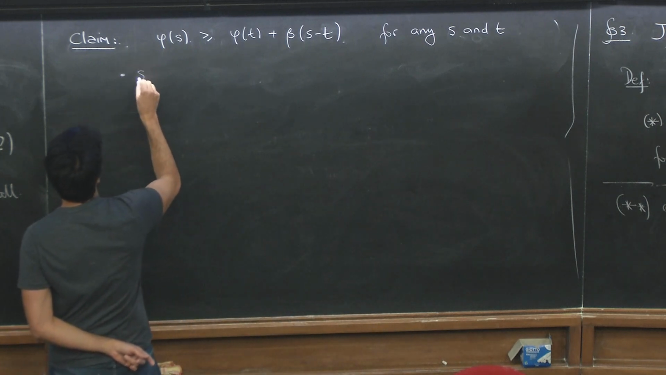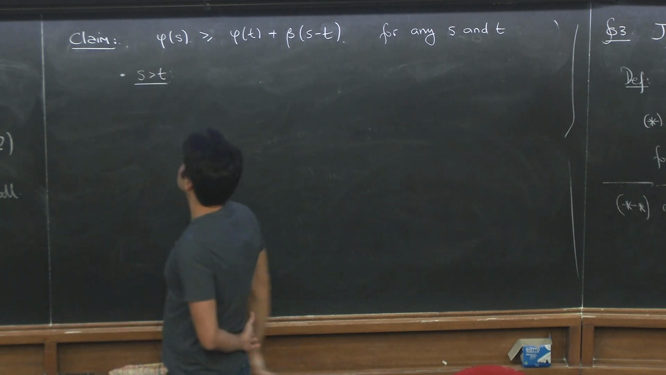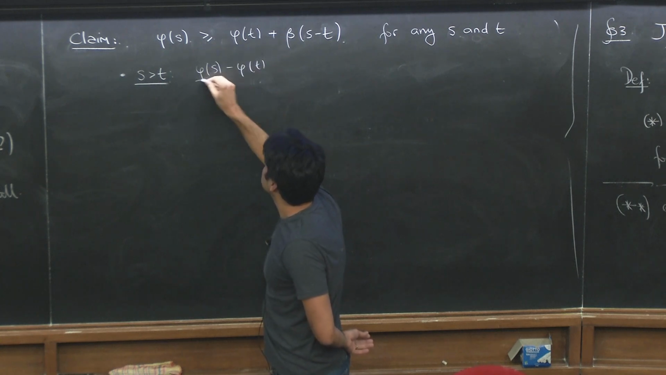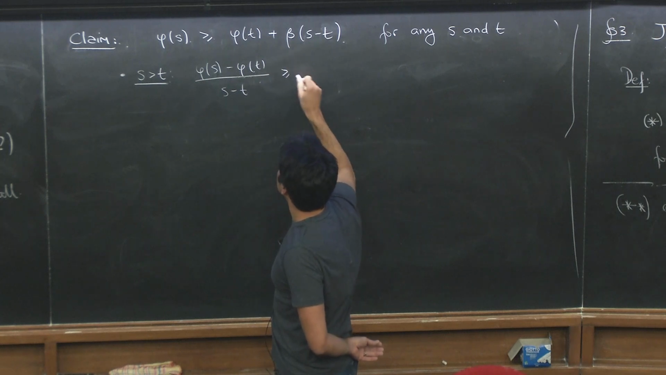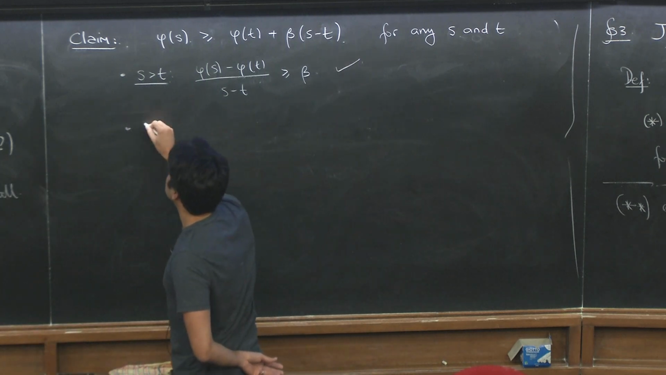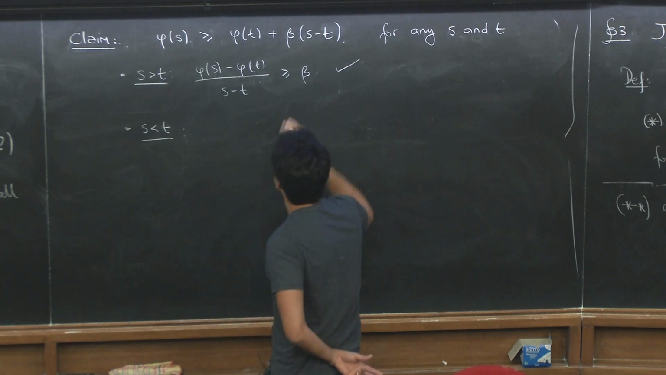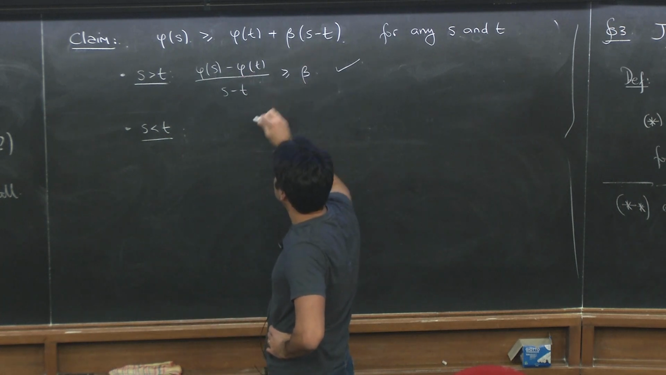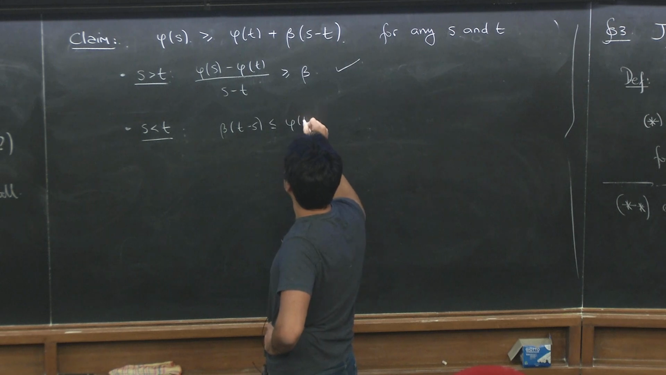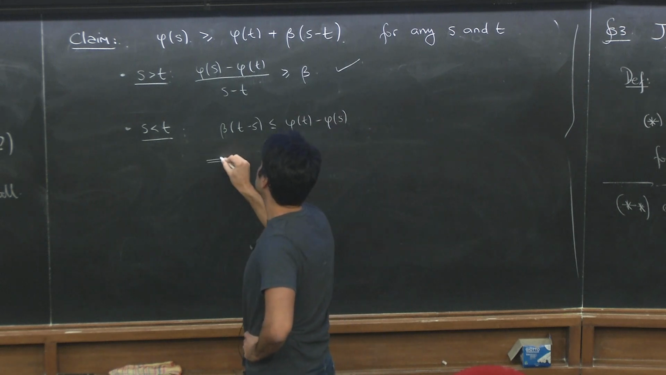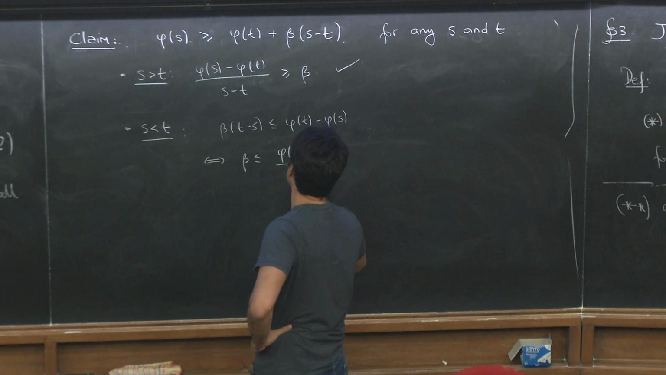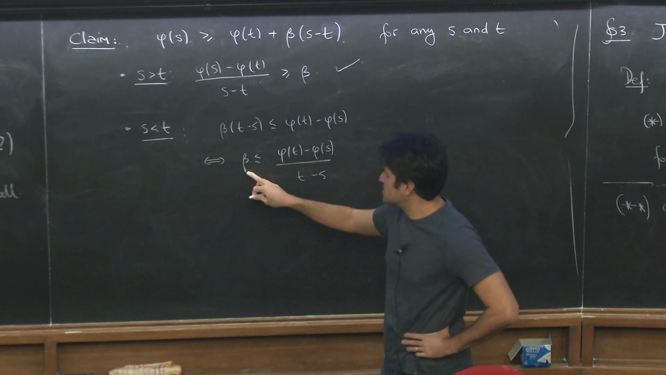Now, if s is bigger than t, what I'm saying is that phi of s minus phi of t over s minus t is bigger or equal than beta, which is fine, right here. Check. And if s is smaller than t, let's see, if s is smaller than t, I would move to this side. I would move beta t minus s, would lose to phi of t minus phi of s. This would be equivalent to saying that beta loses to phi of t minus phi of s over t minus s.